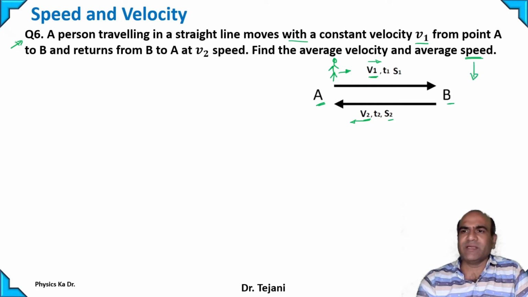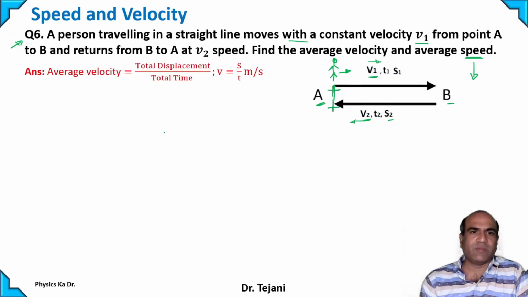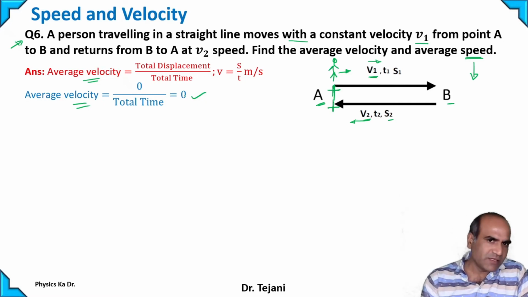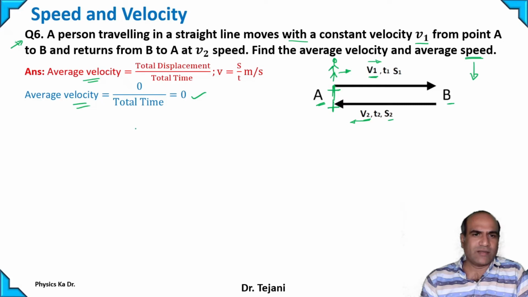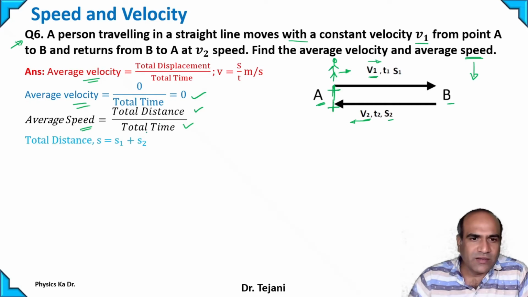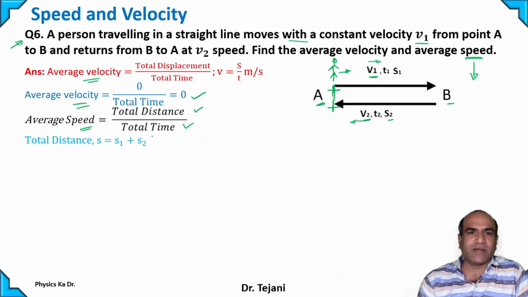See, average velocity means total displacement divided by time. Total displacement: the person starts from position A, and returns to position A, so there is no displacement. That becomes 0, right? So displacement becomes 0, that means average velocity becomes 0. Average, not speed, but average velocity becomes 0, right? So we just need to get the speed. So speed is equal to total distance divided by total time.